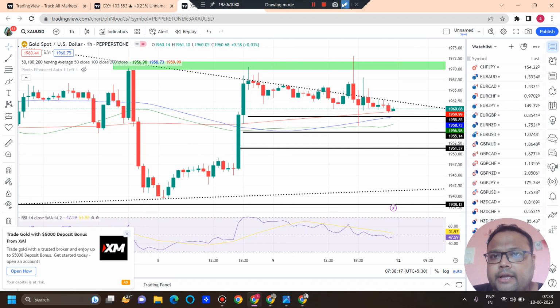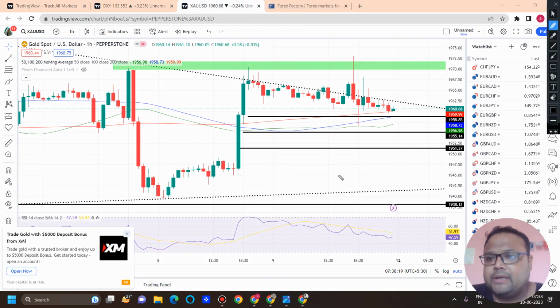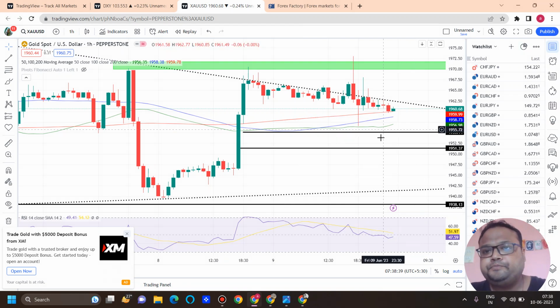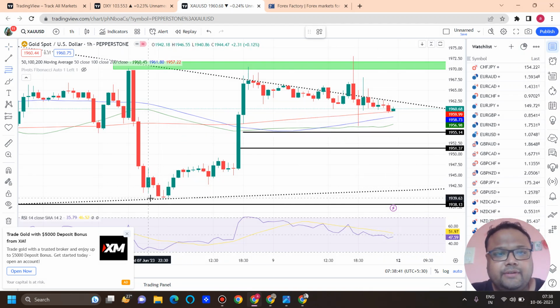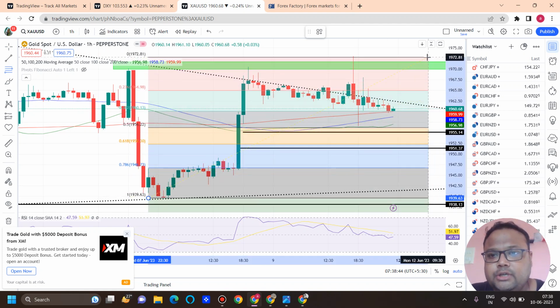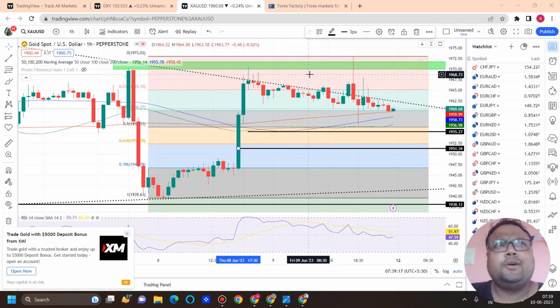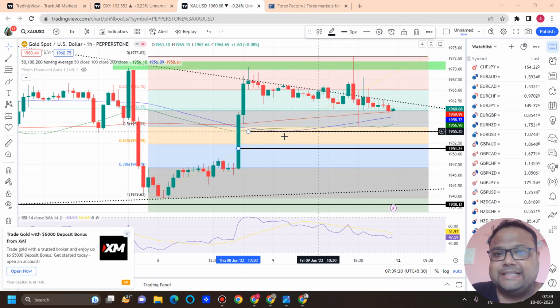But before 1938, we also have a few levels. For example, 1951 that we discussed yesterday. 1951 is still present. Then we also have 1955. These are the two levels on the chart of gold that you can expect to provide some support to the market before the US session on Monday. We have derived these levels with the help of Fibonacci. On last Friday also we discussed these levels.